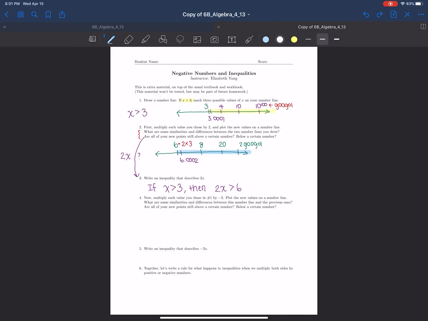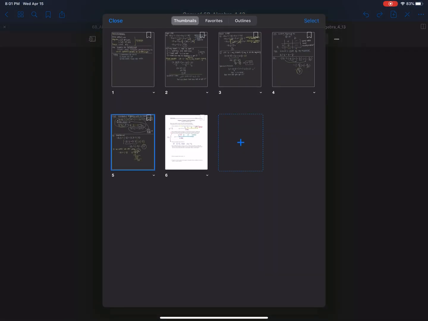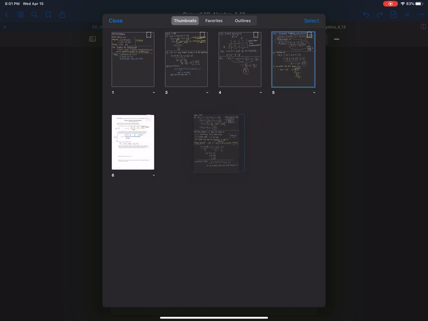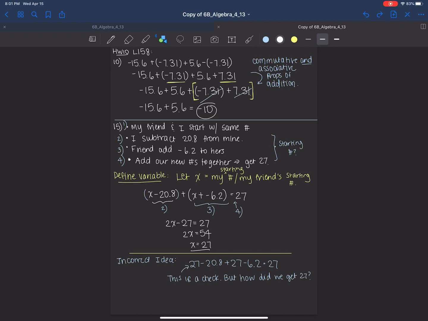Okay. Oops. I should add a new page to this. So let me do that real quick. Actually, I'll just use an old page. Let me just erase everything.